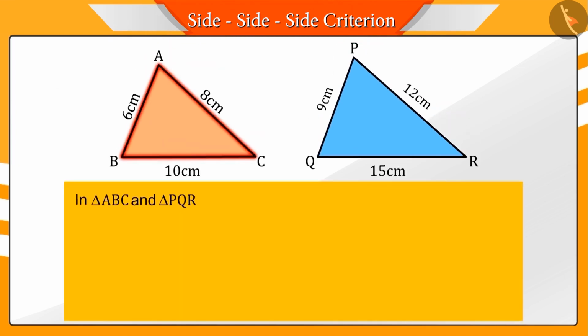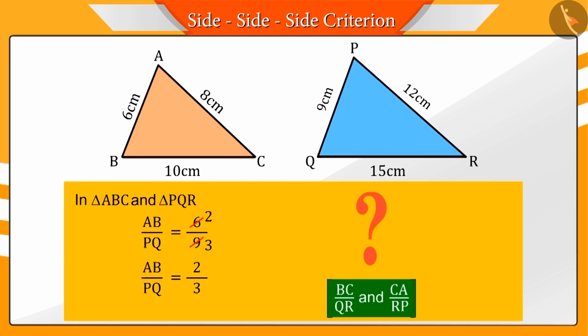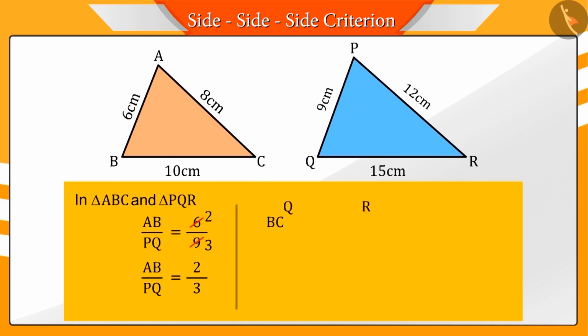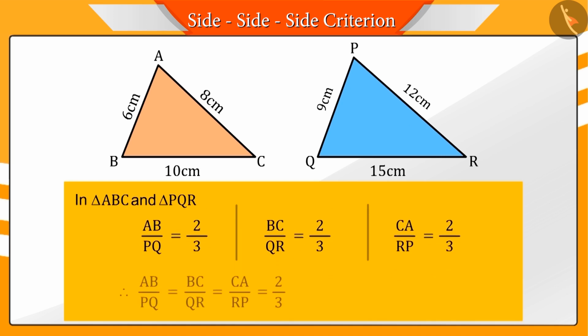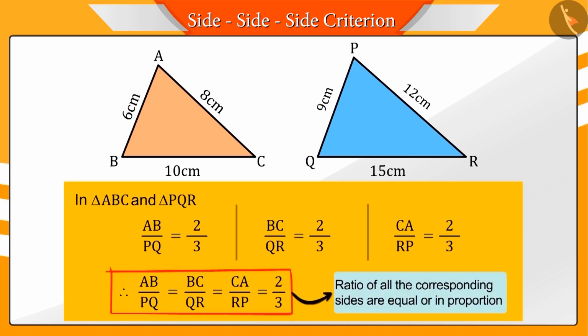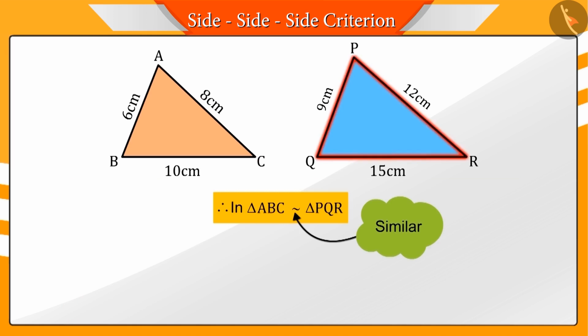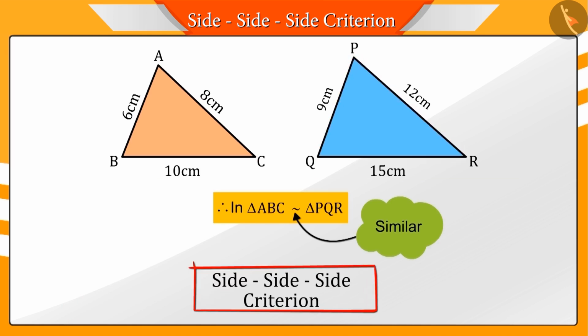Let's see. In triangles ABC and PQR, the ratio of corresponding sides AB and PQ is found to be 2/3. Can you tell the ratio of BC by QR and CA by RP? Correct. Their ratio is equal to 2/3. Here, we saw that the ratio of the corresponding sides are equal. Hence, we can say that the triangles ABC and PQR are similar by the SSS criteria.